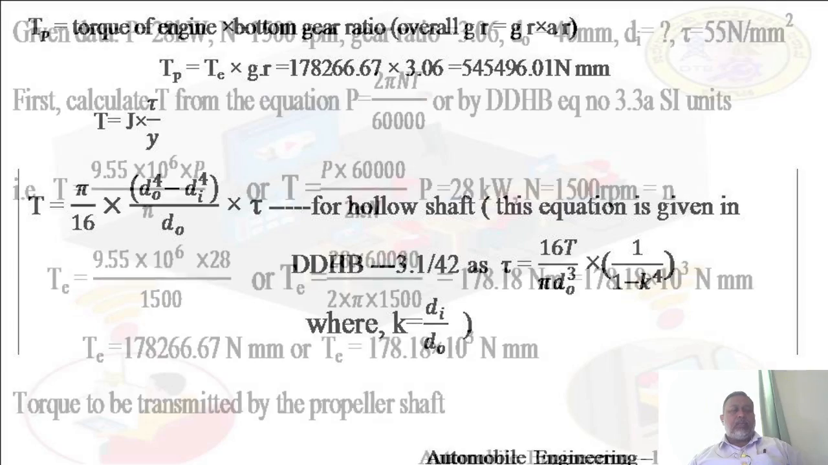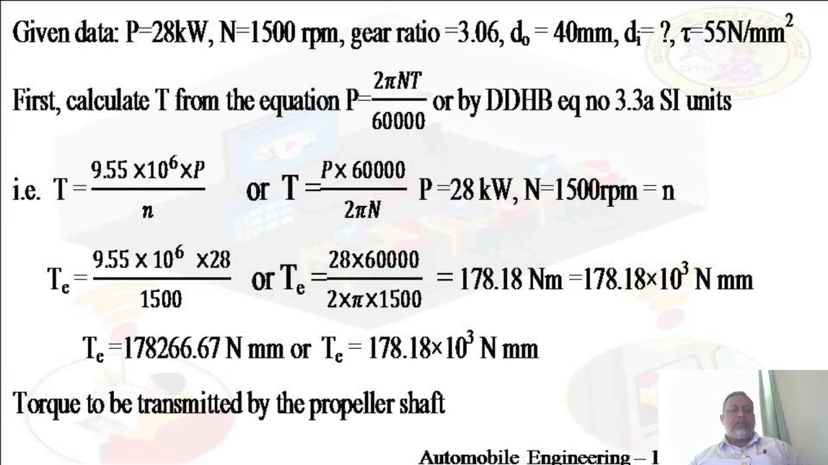So the torque is obtained here by the formula 9.55 into 10 raised to 6 P by N, that is equation number 3.3a of design data handbook. Or you can do by the power equation, P is equal to 2 pi N T by 60,000, where T is equal to P into 60,000 by 2 pi N. I'll substitute the value 28 kilowatt for P and N for power. N is equal to 1500 rpm.